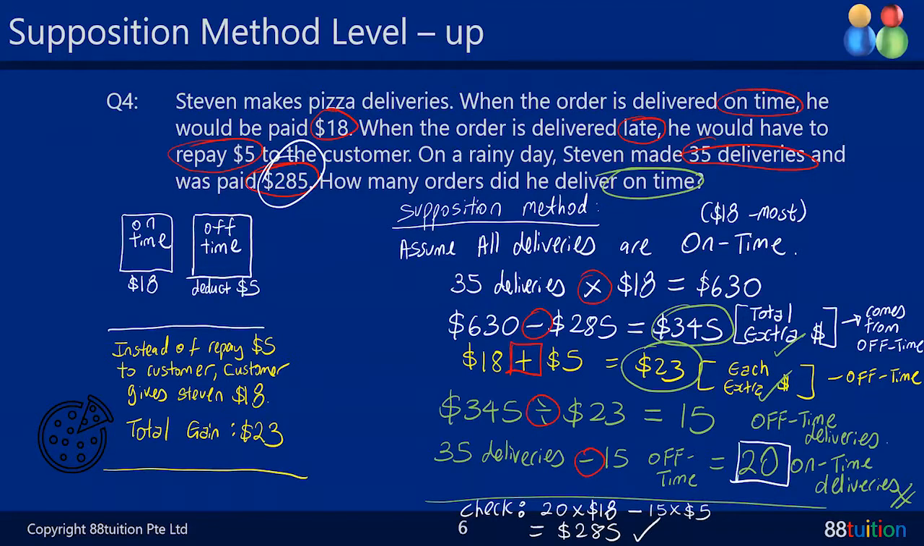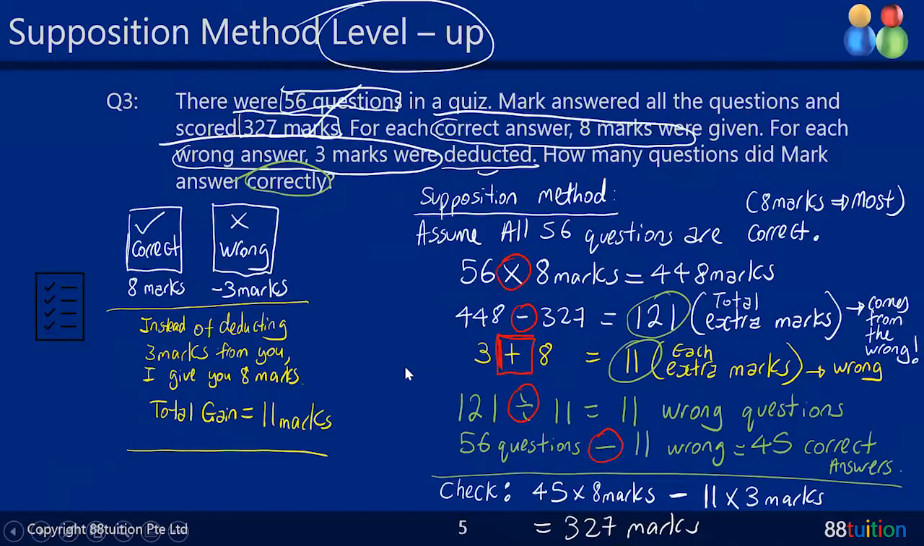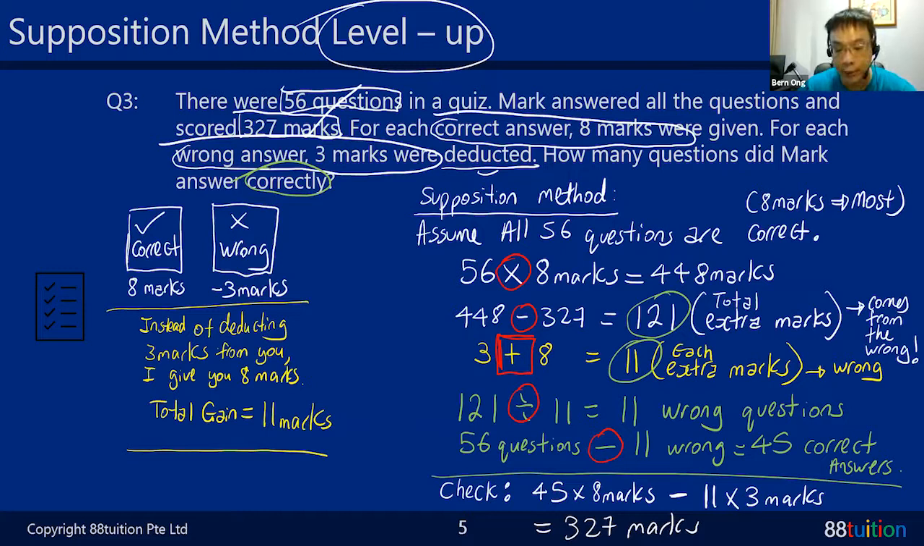Yes, I have a question for the previous question, question 3. If he gets a question wrong, his marks will be deducted by 3, and he will also not get the 8 marks. Correct. But remember my assumption? My assumption is all of them are correct. So regardless he's wrong, he is still marked correct.